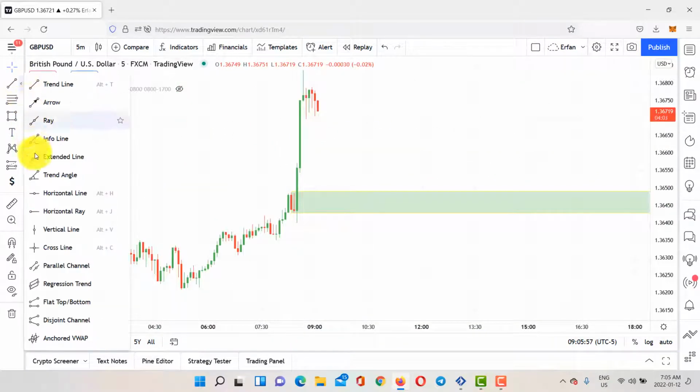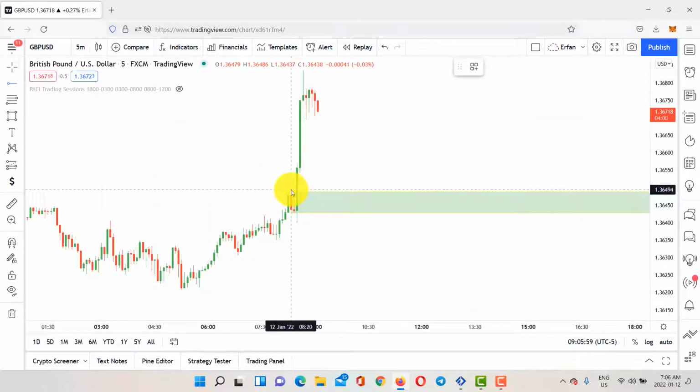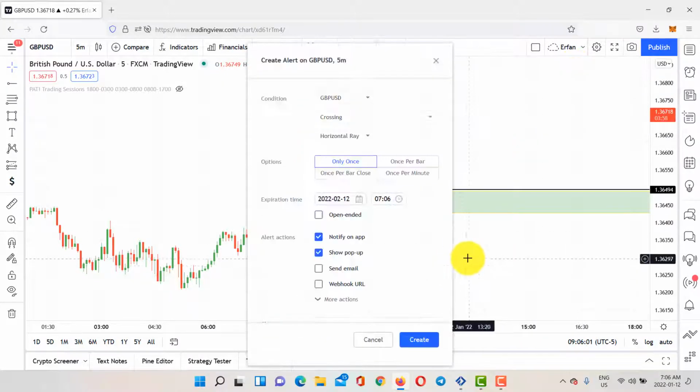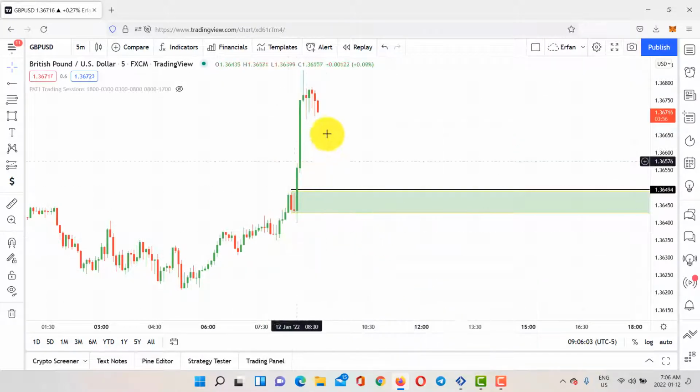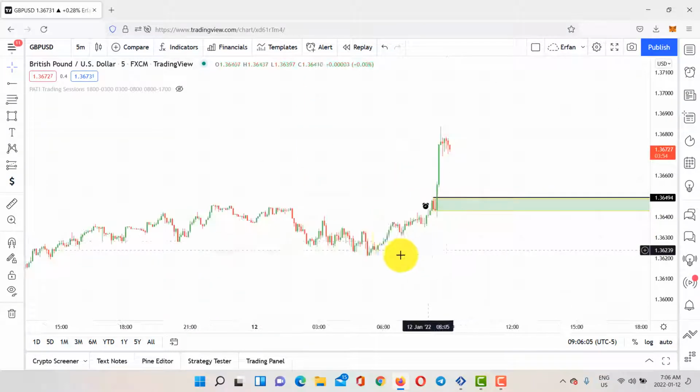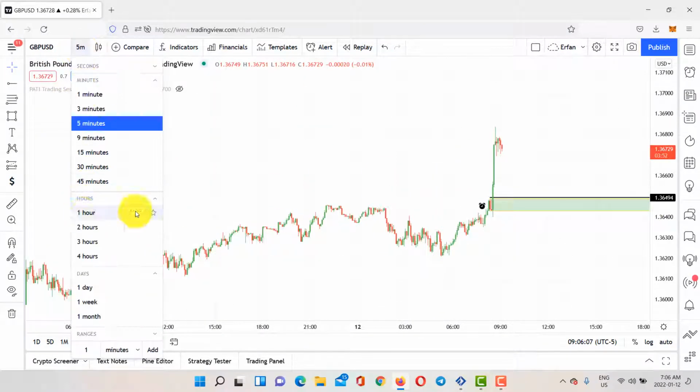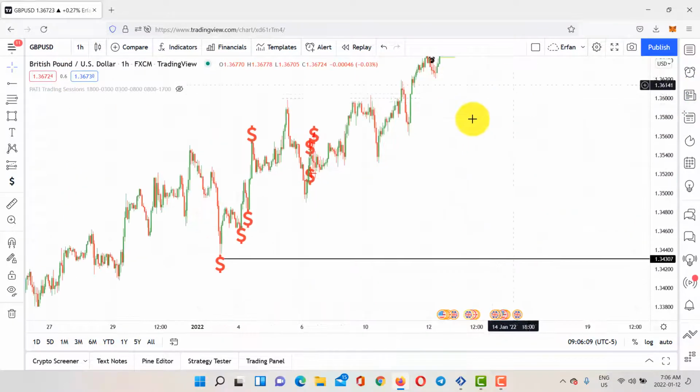The first thing I do is putting my horizontal ray exactly right here. I turn on the alarm, and whenever the price hits this level, I get notified, and this is for 5 minutes. So I go to 1 hour to see the trend.